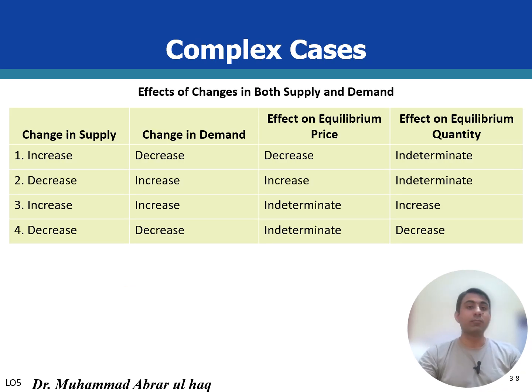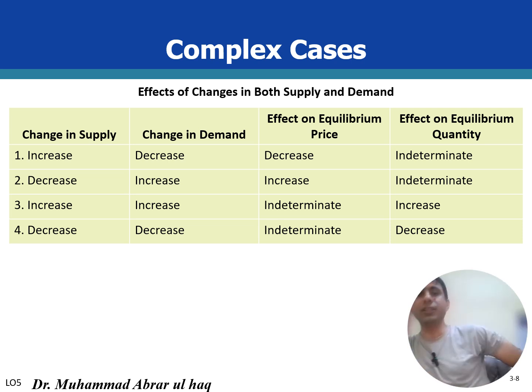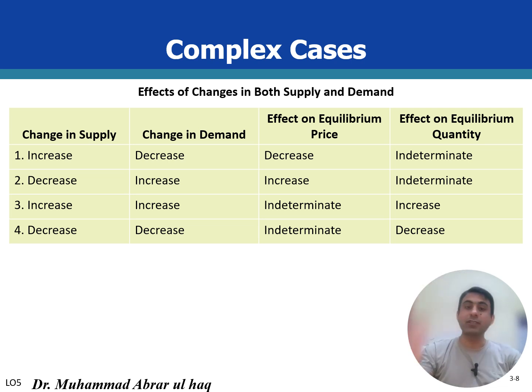We have more complex cases when the demand and supply change simultaneously. So when analyzing a simultaneous shift in supply and demand, several detailed considerations arise. Look at the first one, when supply increases and demand decreases. Just imagine a scenario when in the market the supply has increased but the demand has decreased. So the equilibrium price is expected to decrease because the supply is higher and the demand is lower, so the price is supposed to decrease.